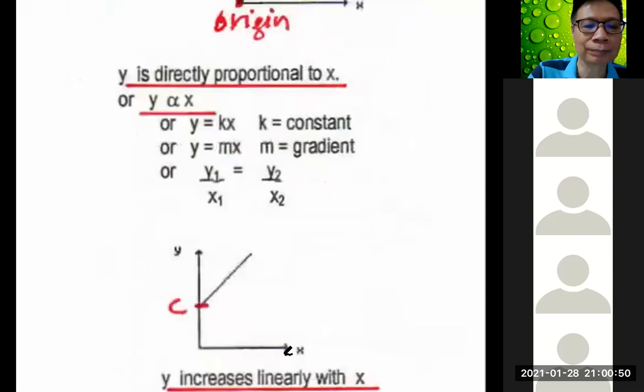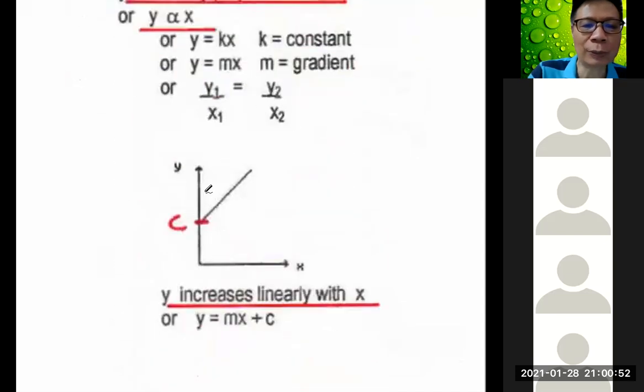Okay, the second one is a straight line going up, also increasing, but it doesn't pass through origin. You see, it never passes through origin. When it goes up but does not pass through origin, then you say y increases linearly with x. Okay, very important now. Increases linearly. Linearly means a straight line. Okay, you see a straight line increasing, right? So you say increases linearly. Okay, it doesn't pass through origin.